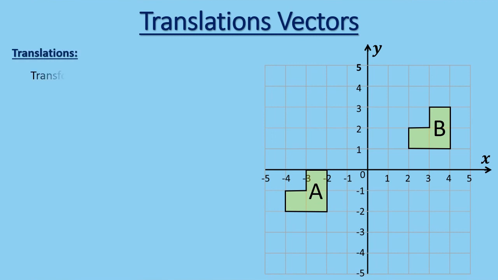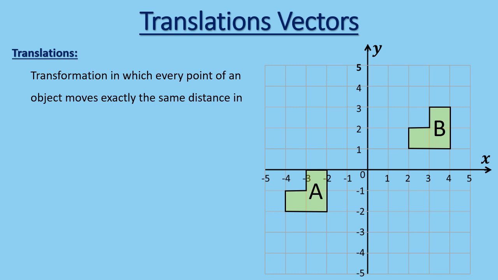Translation is defined as a transformation in which every point of an object moves exactly the same distance in the same direction. For example, this shape, A, has been translated 6 squares to the right, then 3 squares up to create shape B.